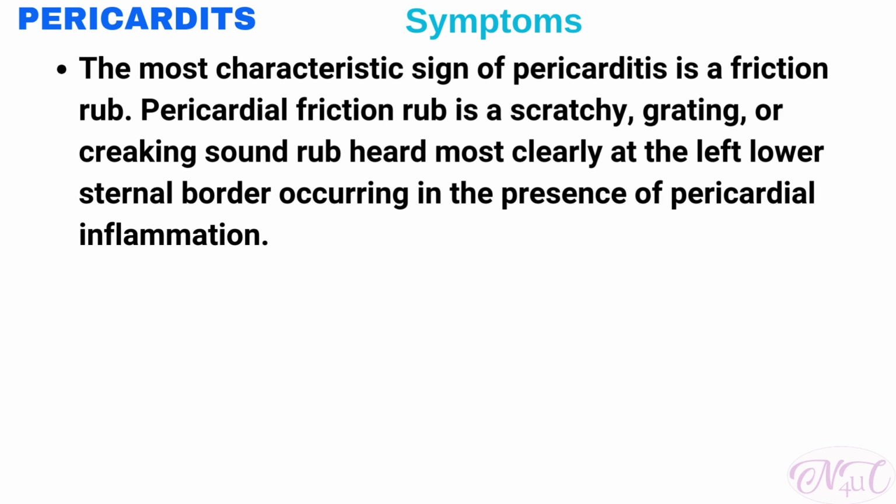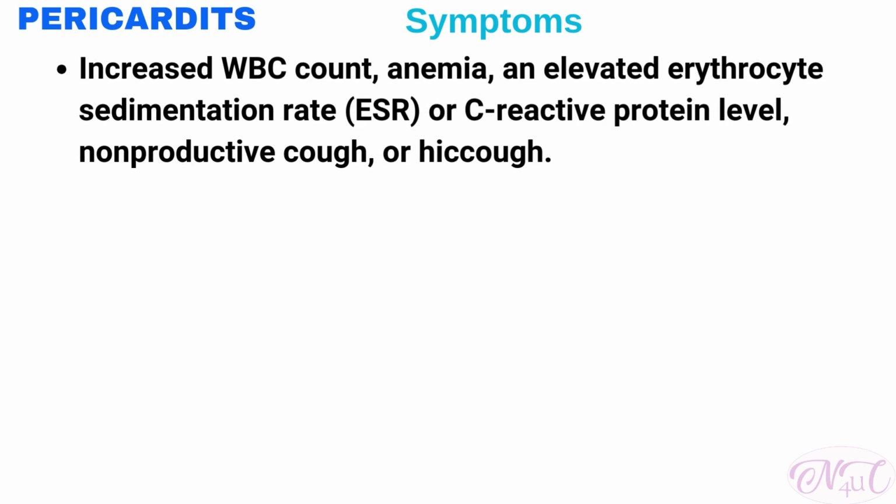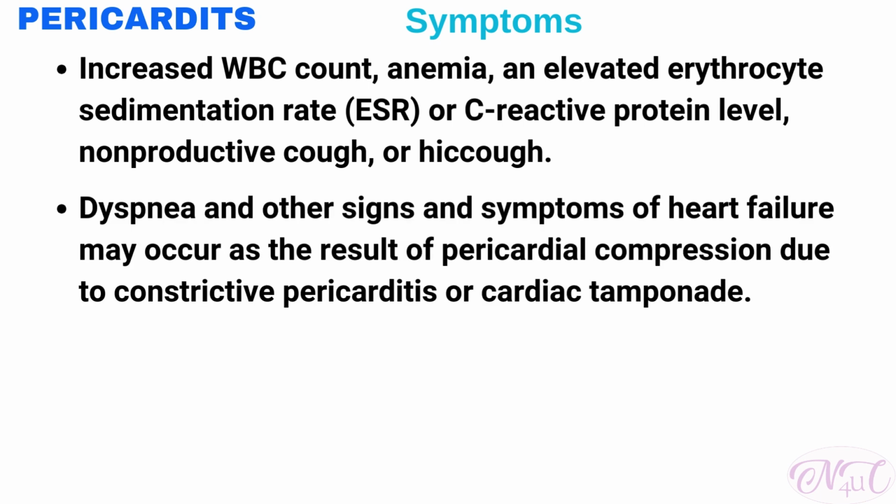The most characteristic sign of pericarditis is a friction rub. Pericarditis friction rub is a scratchy, grating, or creaking sound heard most clearly at the left lower sternal border, occurring in the presence of pericardial inflammation. Patient may have fever, sweating, and chills due to inflammation of the pericardium. Other signs may include increased WBC count, anemia, and elevated erythrocyte sedimentation rate or C-reactive protein level, non-productive cough or hiccough. Dyspnea and other signs and symptoms of heart failure may occur as a result of pericardial compression due to constrictive pericarditis or cardiac tamponade.